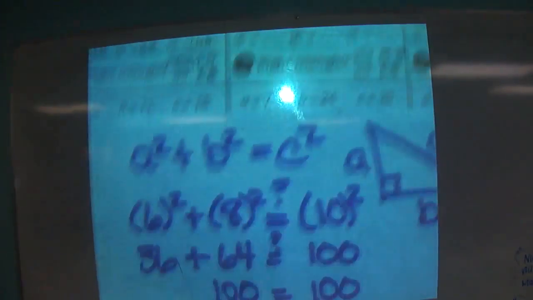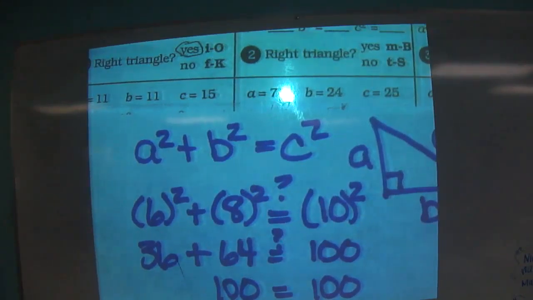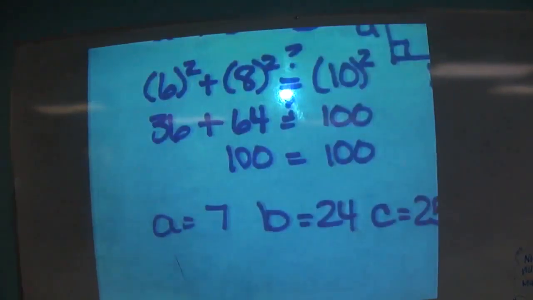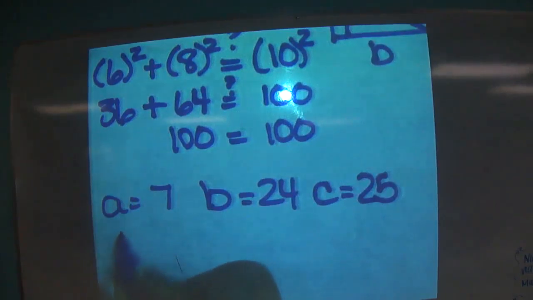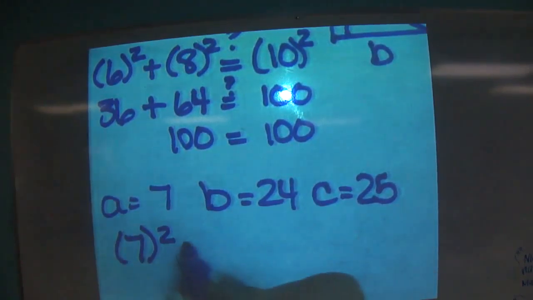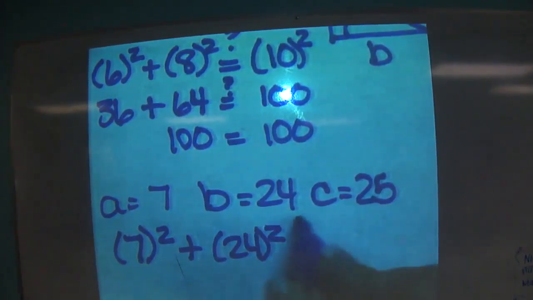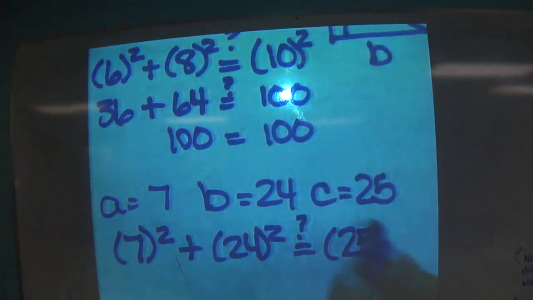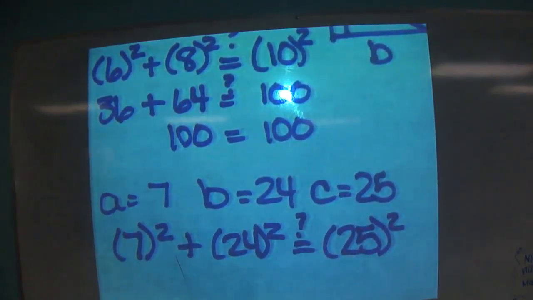So go down to, if A is 7, B is 24, and C is 25. Okay? And this is number 5. So 7, write it down, 7 squared plus 24 squared, is that equal to 25 squared? Now, one thing that will really help you, literally from now on, would be learning the doubles, or the squares, from 1 to 25. That is huge.